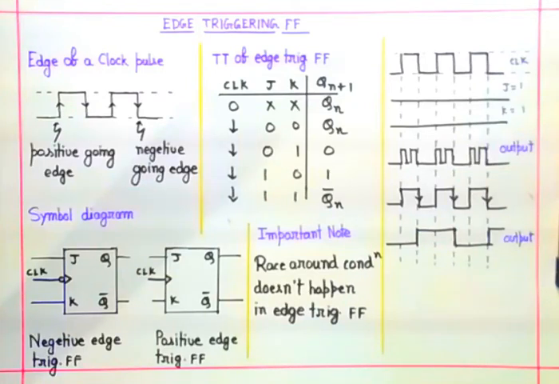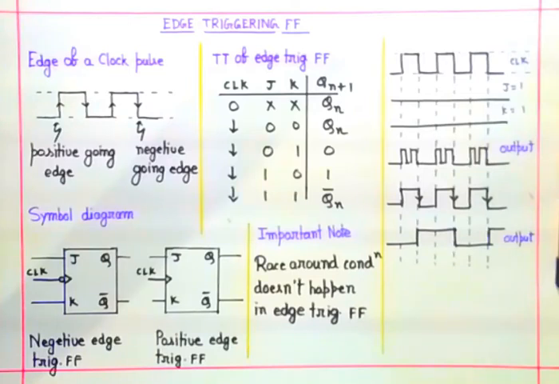In this video, I will discuss about edge trigger flip-flop. Till now, you have learned about normal flip-flop. In normal flip-flop, the flip-flop was operational only during clock value 1. But in this type of flip-flop, that means edge triggering flip-flop, we will use a little different type of clock pulse triggering. So how is it?